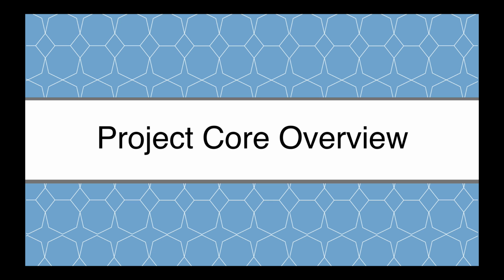Project Core is being conducted by the Center for Literacy and Disability Studies, a unit in the Allied Health Sciences Department at the University of North Carolina at Chapel Hill. This module, Project Core Overview, is designed to provide an overview of the project's implementation program, including its focus, goals, and intended outcomes.